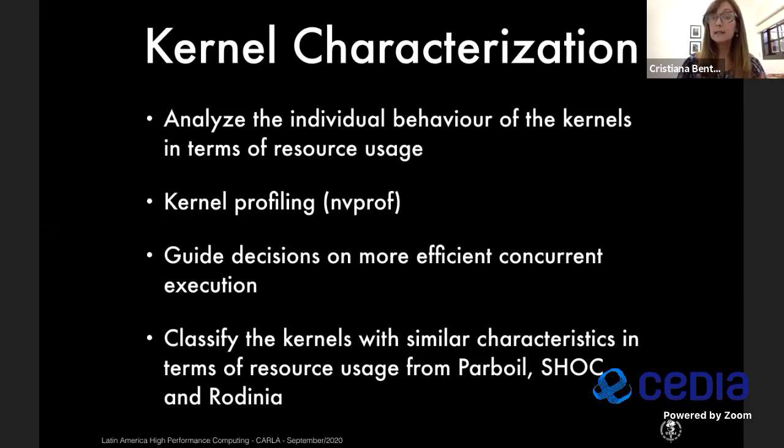The idea is to analyze the individual behavior of the kernels in terms of that resource usage. We use kernel profiling. Actually, we use the NVIDIA tool NVProof. Our focus is to guide the decisions on more efficient concurrent execution, trying to avoid the simplistic approach of putting compute intensive and memory intensive kernels together. So what we want is to pick up a great number of kernels. We pick up kernels from the Parboil, SHOC, and Rodinia GPU benchmarks. We pick up all the kernels, and we want to classify them in terms of resource usage. Can we create categories of kernels to see how they go together in the concurrent execution?